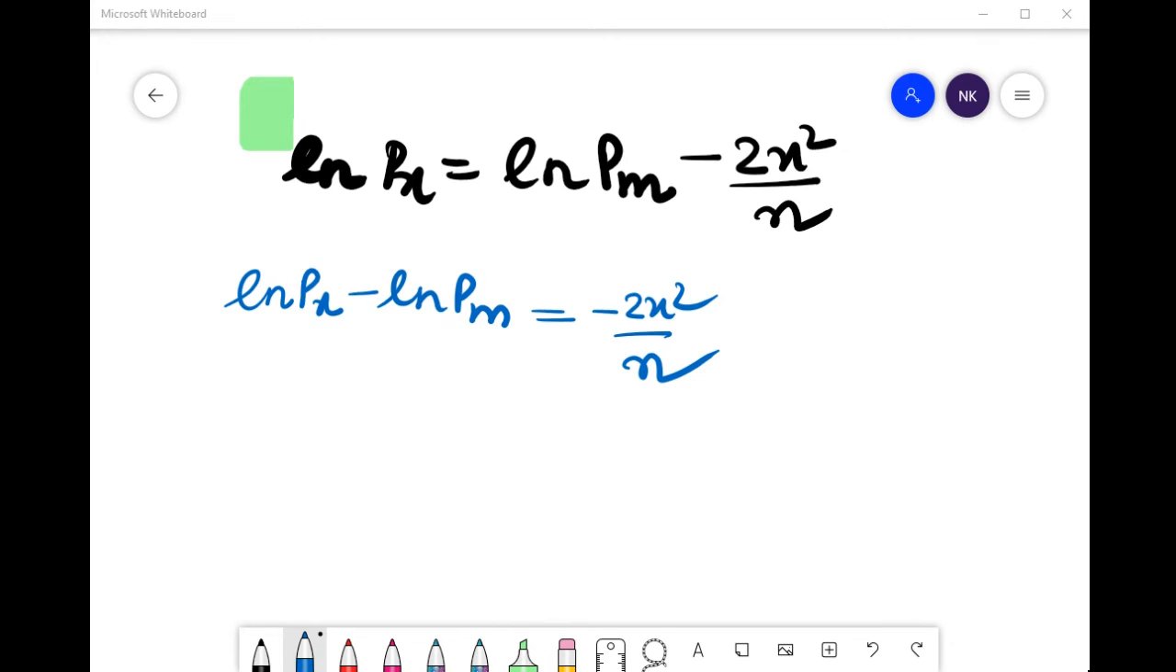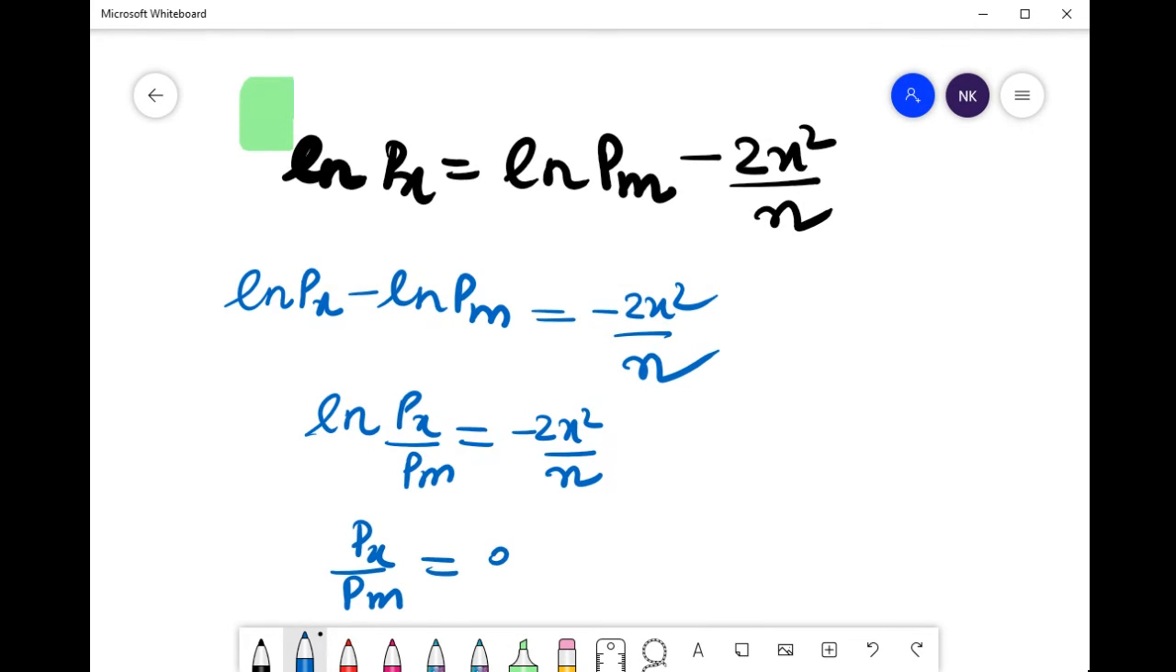Now take the logs together. Log of px by pm is equal to minus 2x square by n. Now if I want to remove the log, what will I do? Taking the exponentials, I will just get e raised to the power minus 2x square upon n. Clear?